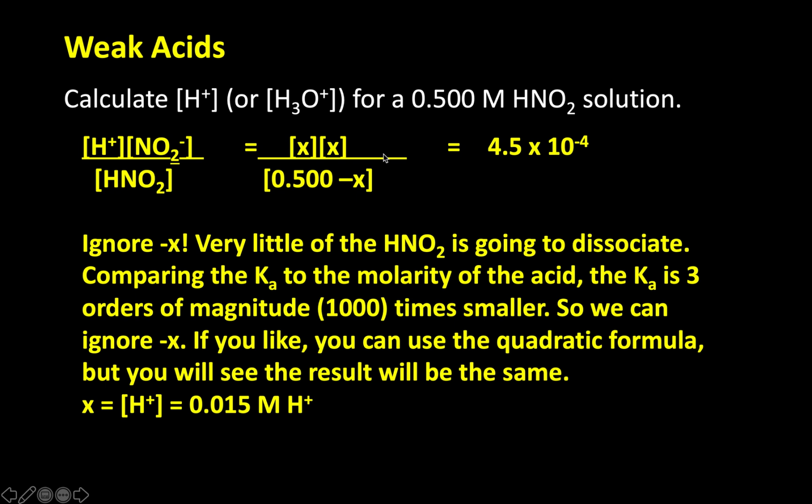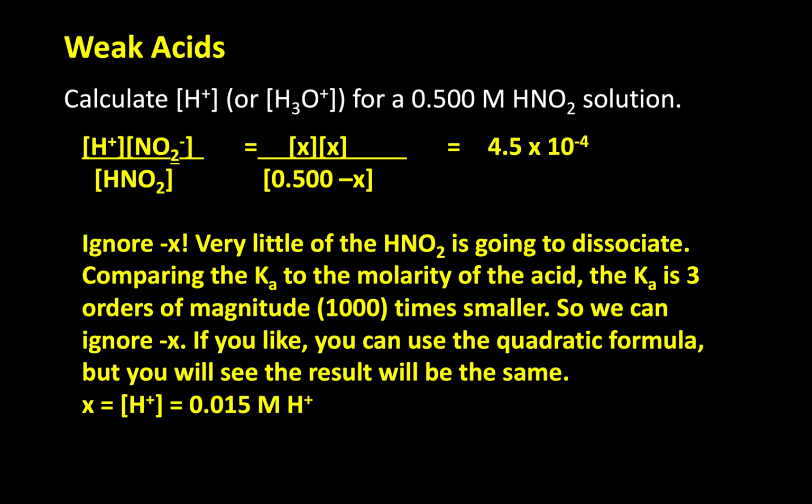Okay, now we could solve this, like if you move around the variables, you can see that you're going to end up with an x squared on the top. And you'd have to use the quadratic formula to solve for x, but there's a little shortcut. We can actually ignore the minus x. Very little of the nitrous acid is going to dissociate because this is a weak acid.